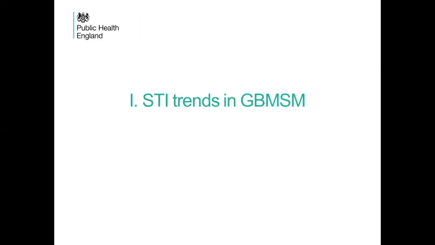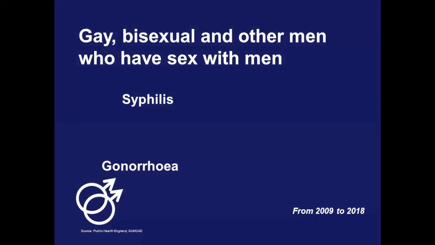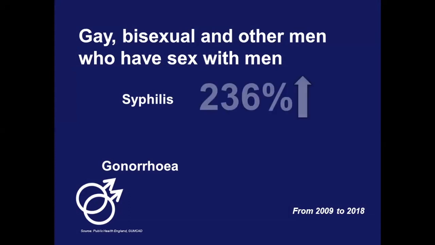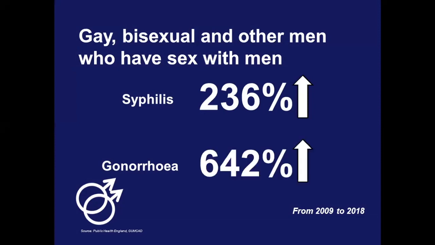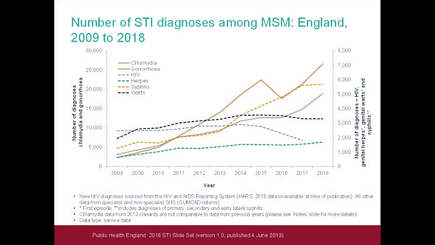So first for GB-MSM, just for cases for the two main STIs, syphilis and gonorrhea. Since 2009 to 2018, syphilis numbers have increased by 236%, while for gonorrhea it has increased by 642%. So quite a big increase.